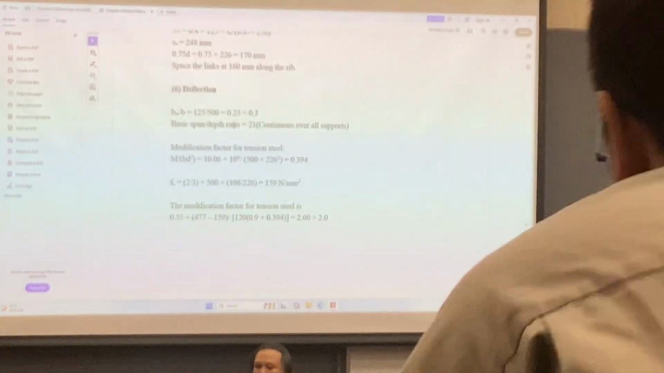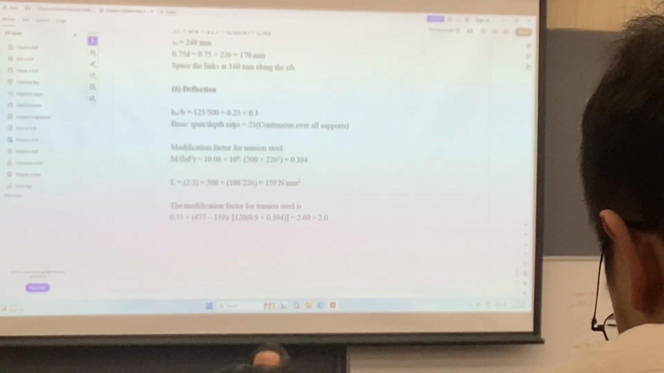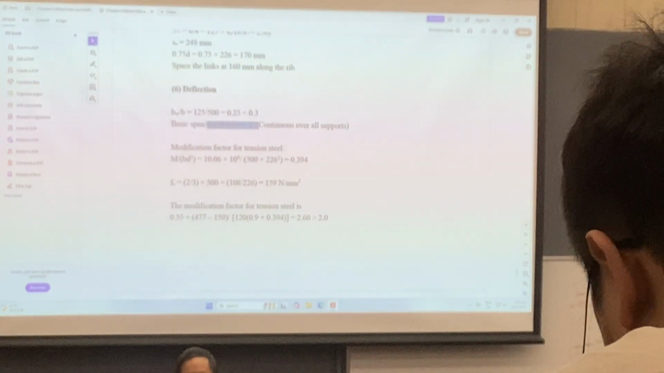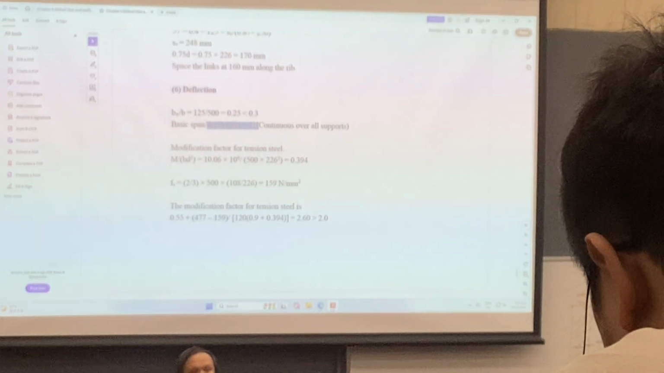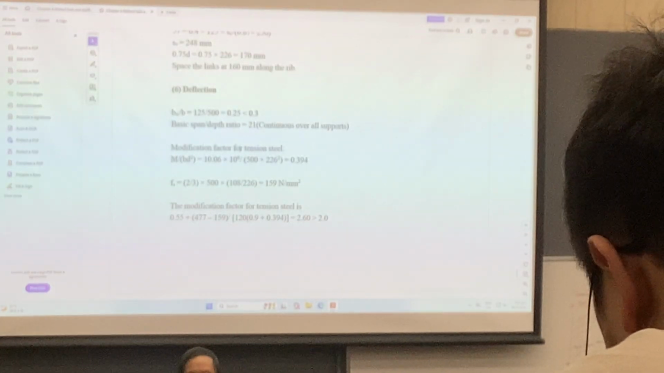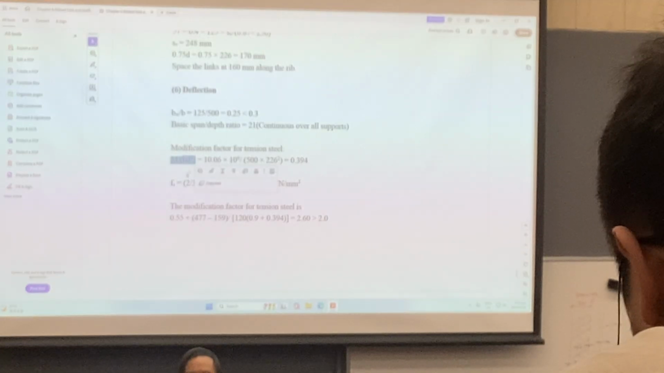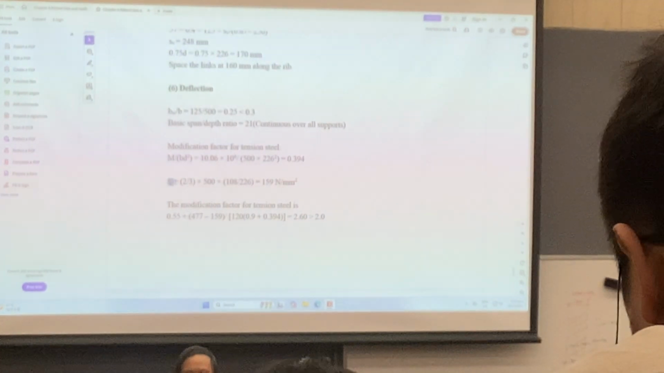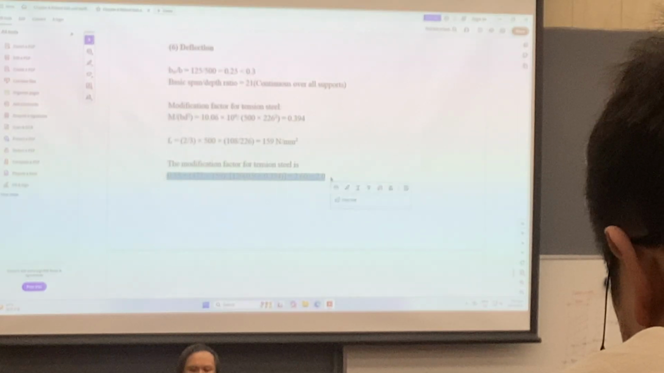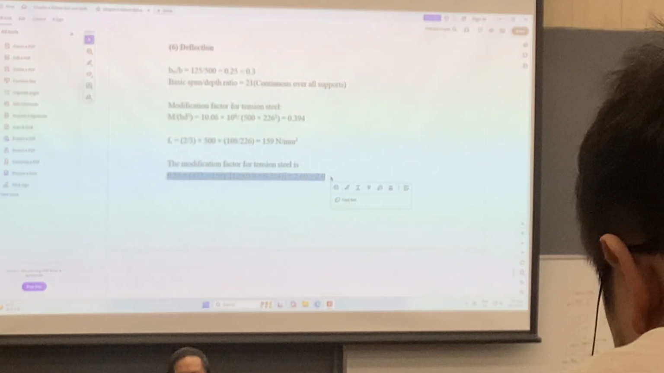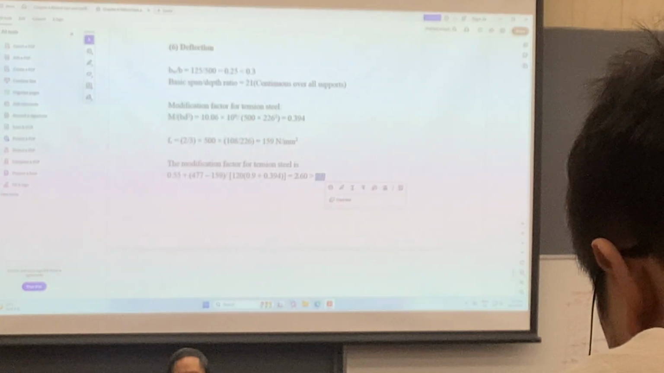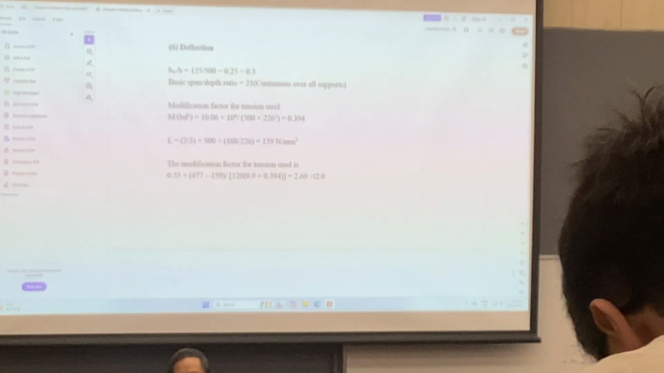And then for the deflection, actually we will use the same way to check. So we have the basic span-depth ratio. This is, we assume that it's a continuous beam, okay? And then we have this M over BD squared, and then we can calculate the Fs. We use this modification factor equation. I think you know how to substitute. And then the maximum value is equal to 2. As this is 2.6, we will limit it to 2, okay?